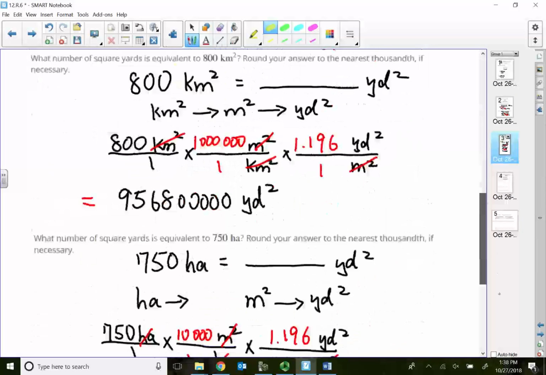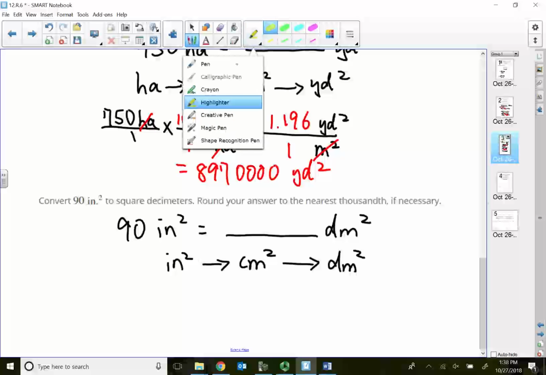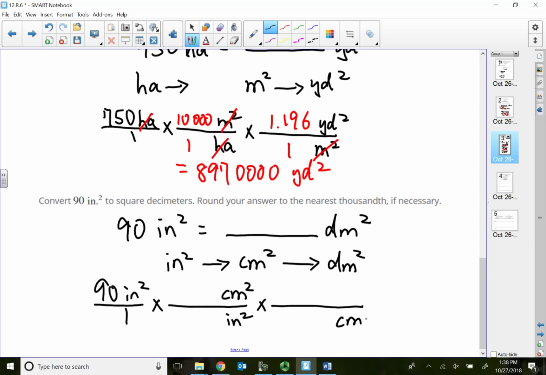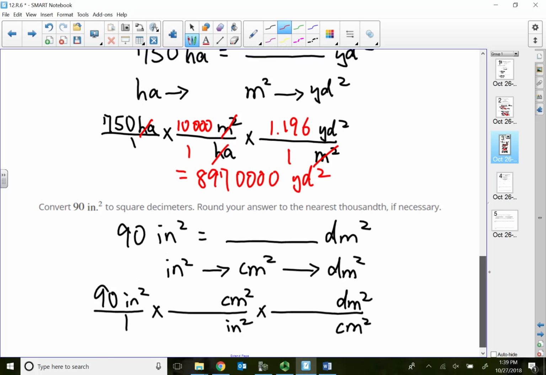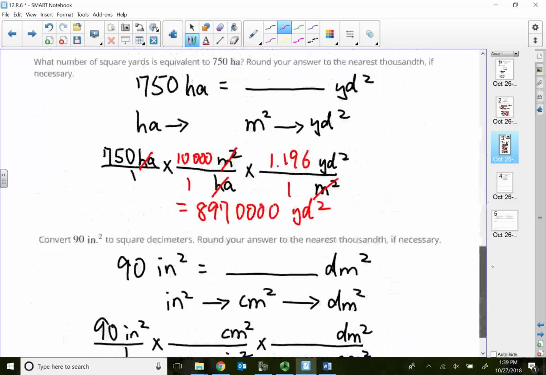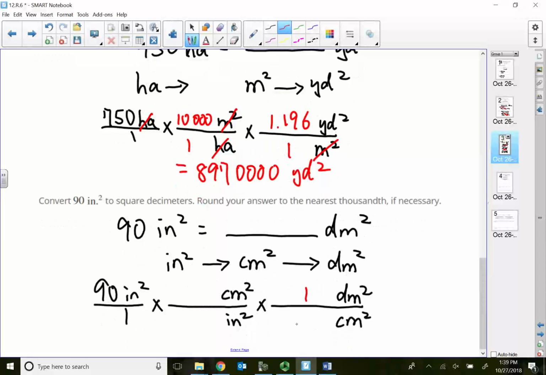All right, so let's write it out real quick. So I'm gonna take my 90 square inch over 1 times another fraction, square inch down here. Square inch take me to square centi. And then I don't really want square centi, so I put one down here so it can cancel out. Square centi can take me to square deci. All right, so let's see what my ratios are. Square centi and square deci is 1 to 100. 1 square deci is 100 square centi.